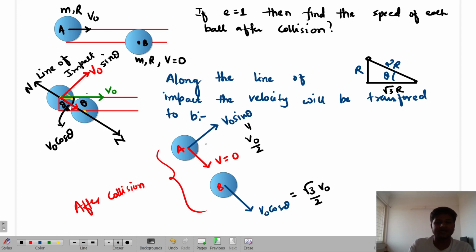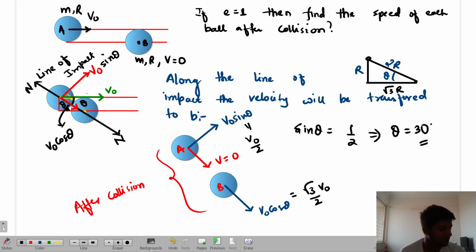So you got the angle theta also. That angle theta is almost equal to, I think, 30 degrees. If I write sin theta is equal to half, that implies theta is equal to 30 degrees. So at what angles they go basically is, after collision they are moving 30 degrees with respect to each other. Is that clear or not?